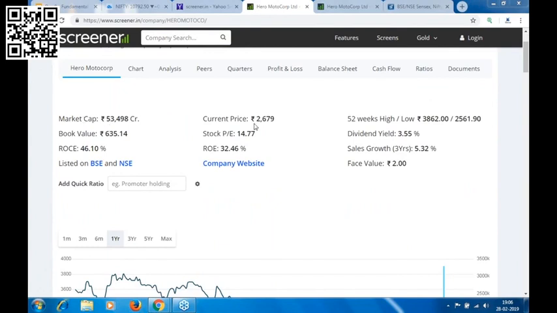This shows you the market cap. What is the market cap of Hero MotoCorp? This shows you what is the current price, what is the 52-week high and low, what is the book value of the company, what is the PE ratio of the company, what is the dividend yield, what is ROCE, that is return on capital employed, what is your return on equity, sales growth over the past 3 years, and what is the face value. Now this is a free website.